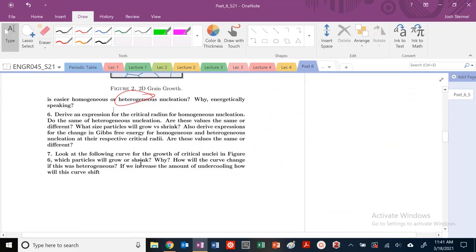Derive an expression for the critical radius for homogeneous nucleation. Do the same for heterogeneous. Are the values the same or different? What size particles will grow or shrink? Derive expressions for the change in Gibbs free energy for homogeneous and heterogeneous nucleation at the respective critical radii. Are they the same or different?